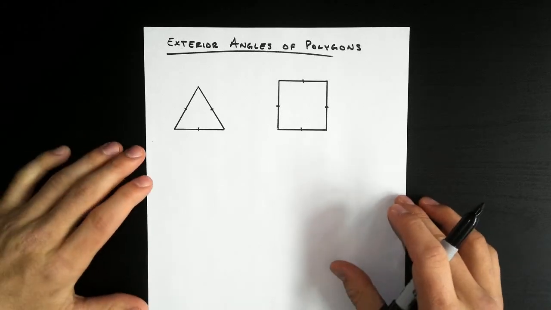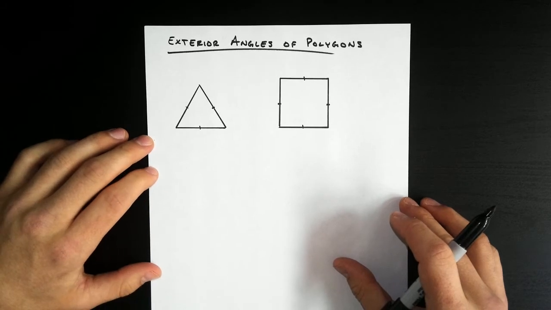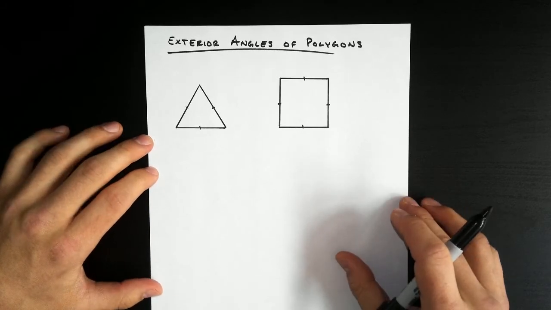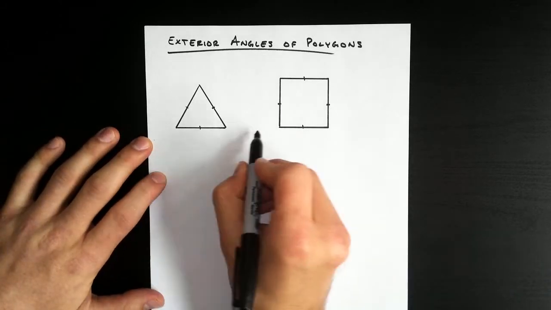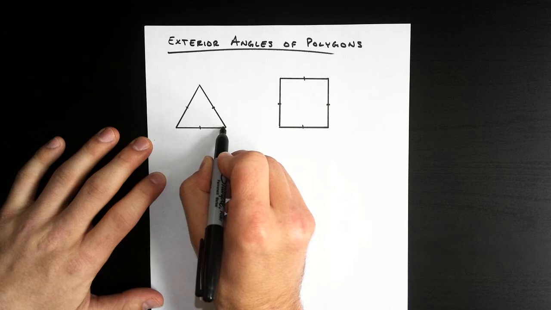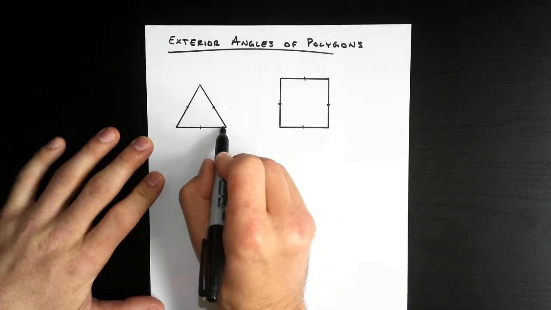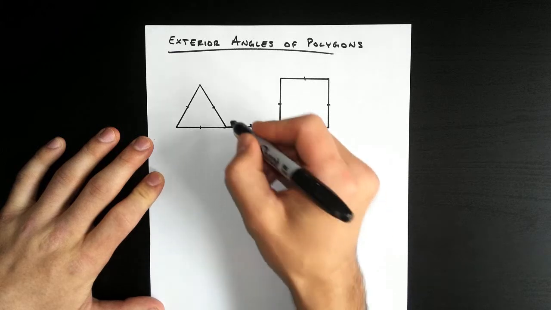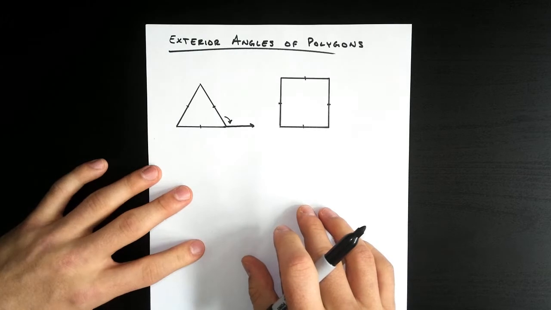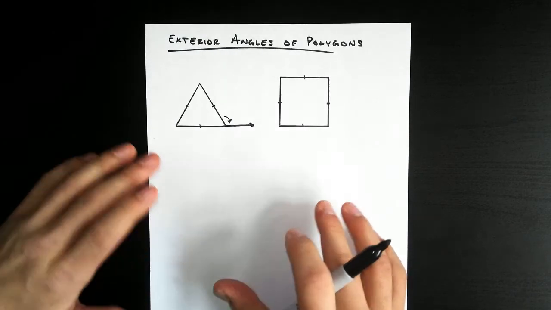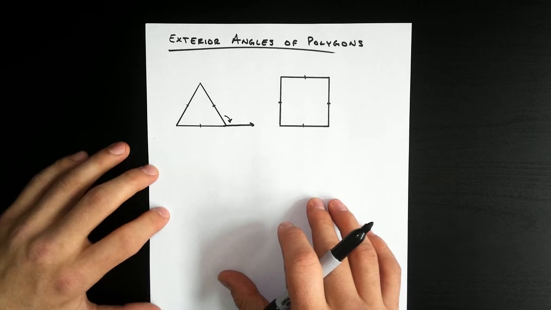Hello everyone. I'm going to talk about the exterior angles of polygons. First thing, an exterior angle is an angle on the outside of a polygon, if we extend one of the sides. So let's say I take the bottom of this triangle and I extend that out, this angle on the outside, this is an exterior angle. And what I want to do is talk about the sum of the exterior angles.